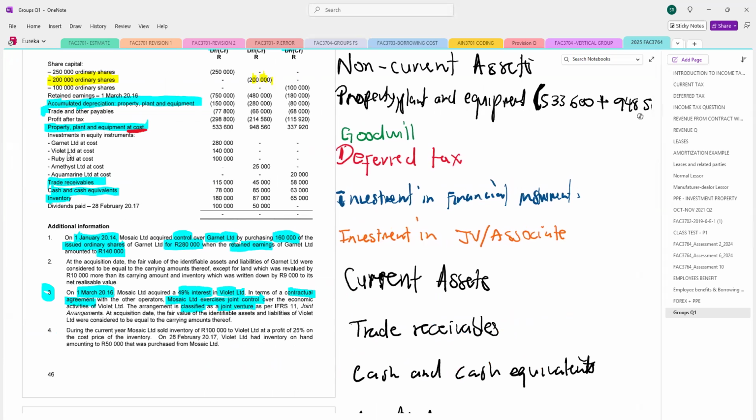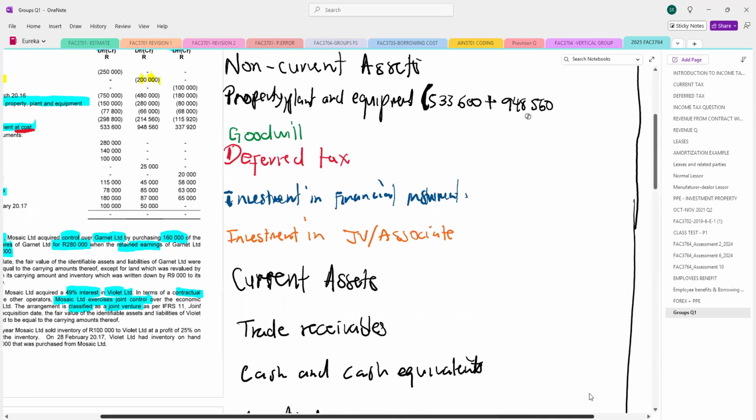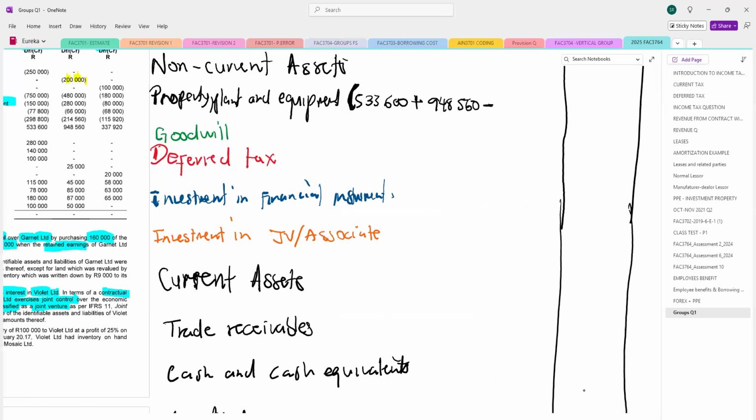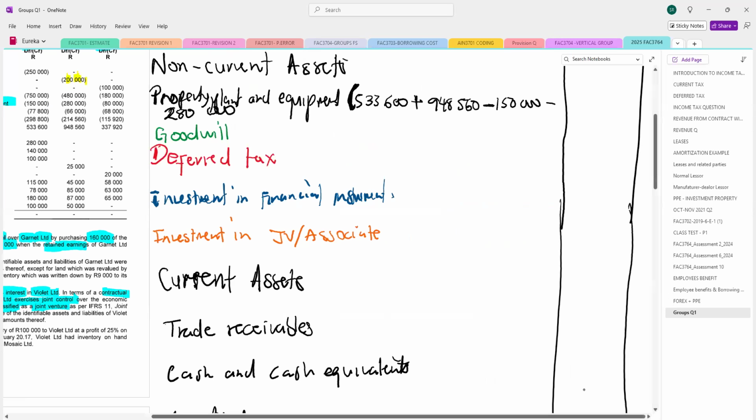So I'm going to come here. My accumulated depreciation for parent, I'm taking 100% of the figure, 150, and the subsidiary as well, 280. So I'm going to put minus 150,000 minus 280,000. Okay, so these are easy marks, guys, easy marks. But if you make one mistake, you lose all the marks. It has to be 100% correct when you are getting these easy marks where you are adding like items. Guys, you get just one mistake, you lose all the marks.